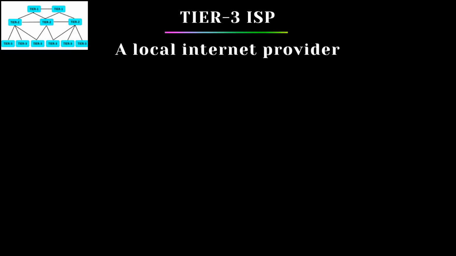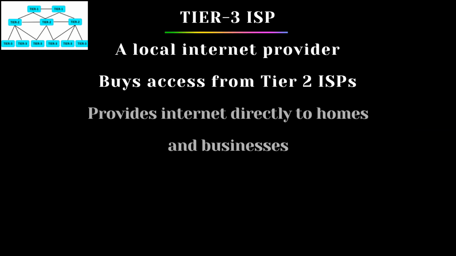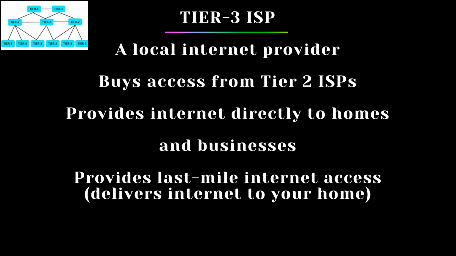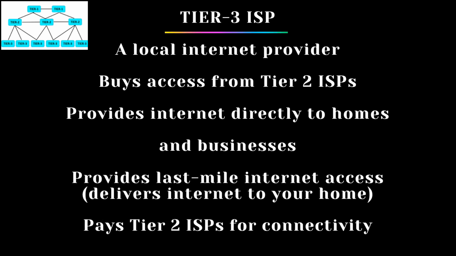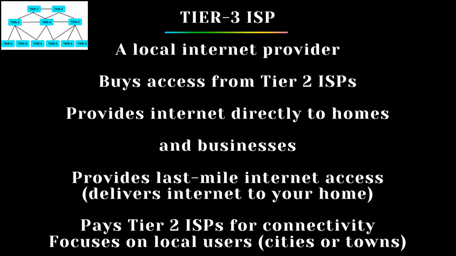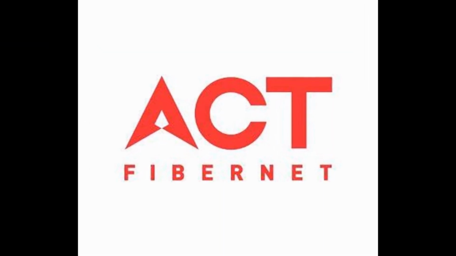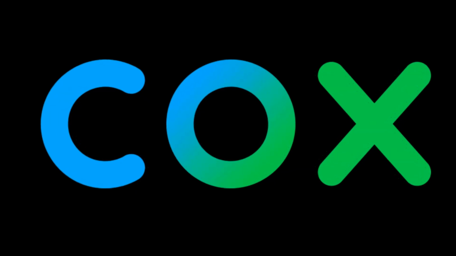Tier 3 ISP is a local internet provider that buys access from Tier 2 ISPs and provides internet directly to homes and businesses. Provides last-mile internet access, delivers internet to your home. Pays Tier 2 ISPs for connectivity. Focuses on local users, cities or towns. Example: ACT FiberNet, Chennai, India; GeoFiber, India; Hathway, India; Cox, USA.